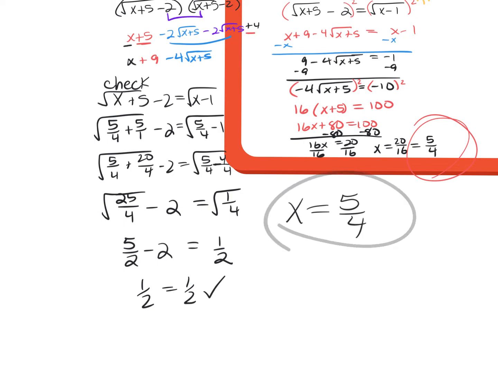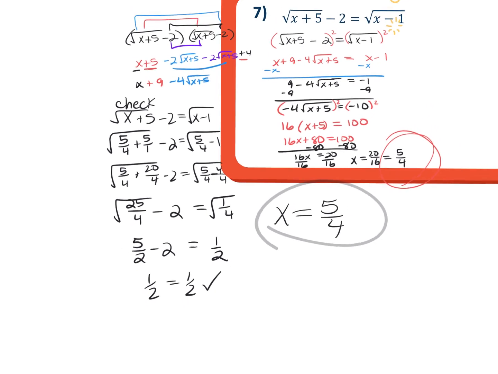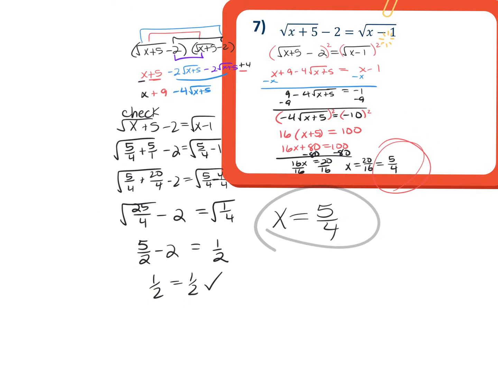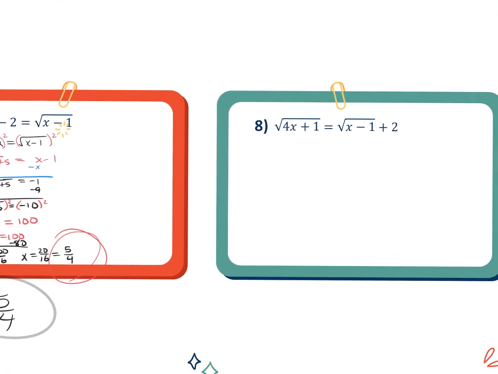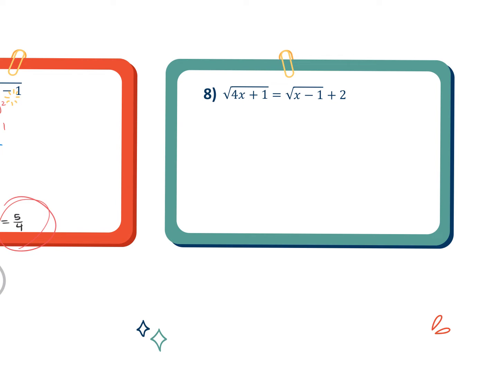Number 8, we're going to do exactly the same thing. We need to isolate the radical, so we're going to square both sides. You good on 7? Go to 8. Okay, so for 8, again, let me just rewrite it.